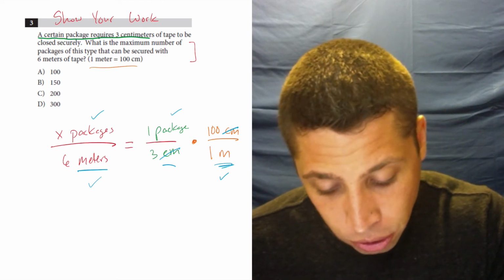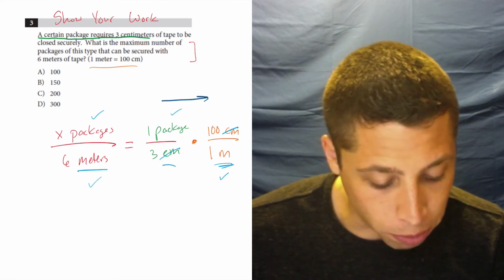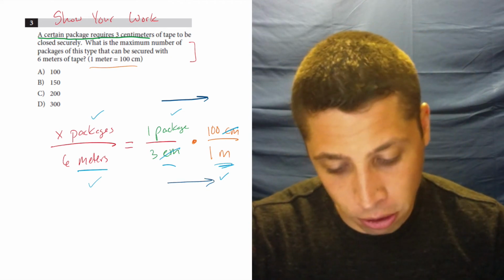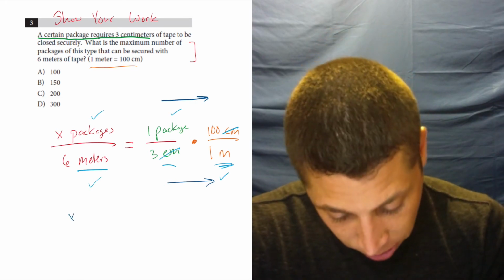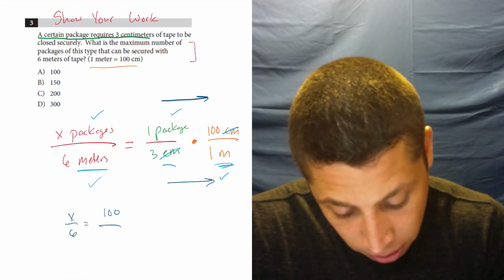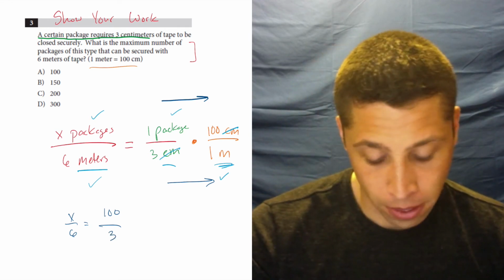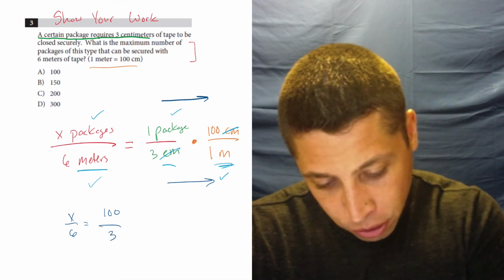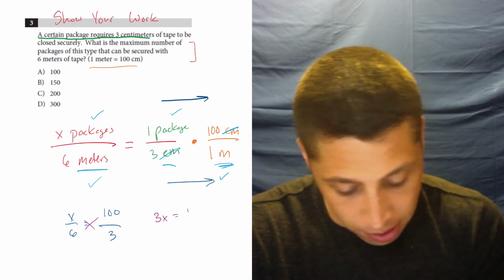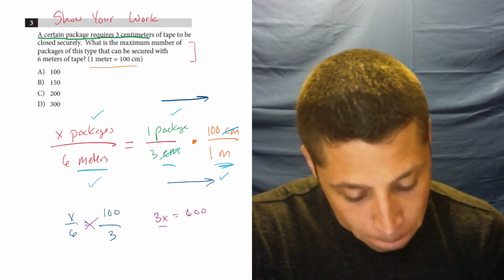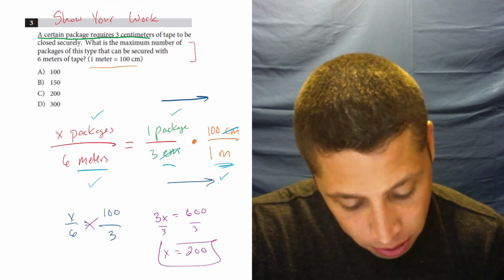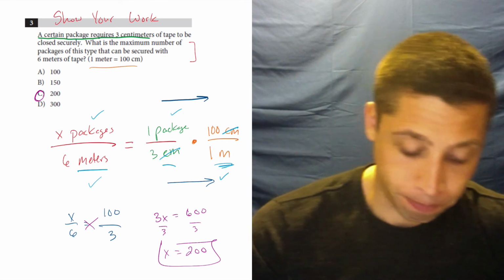And the math is pretty straightforward. We are just going to multiply across, because these are normal fractions, to make this a much simpler ratio. So it's going to be x over 6 is equal to 100 over 3. And you can probably see what the answer is, but just so you know, we're going to cross multiply, and we're going to get 3x is equal to 600. And then we'll divide by 3 to get that x is equal to 200, which is the answer.